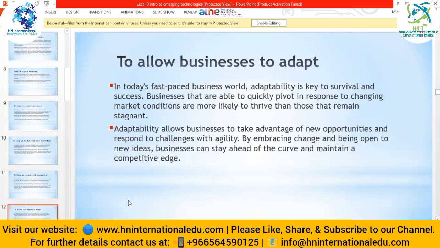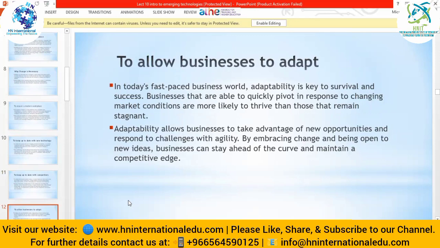To allow business to adapt. Now we should allow our business, our organization, to adapt to new technology by telling them the benefits. In today's fast-paced business world, adaptability is key to survival and success. Businesses that are able to quickly pivot in response to changing market conditions are more likely to thrive than those that remain stagnant.